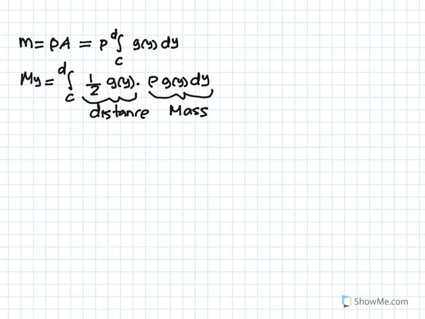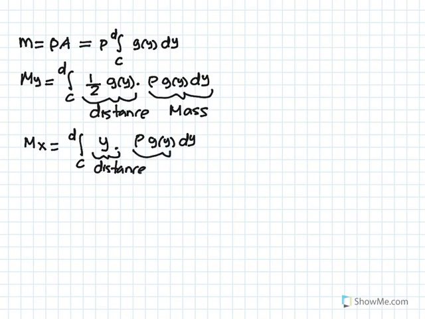All right, so now let's develop the moment with respect to the x-axis. The distance to the x-axis is simply y, and we're integrating with respect to y, so we'll just leave it as y, times the mass of this horizontal strip, which is rho g of y dy. This part here, y, is distance. And this part is the mass of this horizontal strip. Mass times distance gives us the moment, and the integral adds up all the moments, then we'll get the total moment with respect to the x-axis.